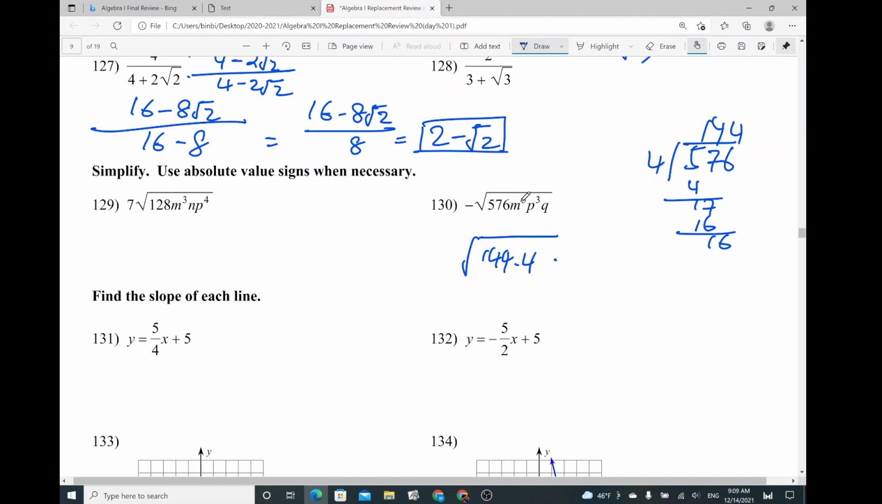And then what about the variable? The variable can always be rewritten with the rational exponent. So it's like m to the power of 5 over 2, because the square root is like 2 outside with the index number. And then p to the power of 3 over 2, and then q to the 1/2. So this one, just want to simplify that root 144, which is 12, and then root 4, that's 2. So 12 times 2, which is 24. So root 576 is a perfect square number, which is 24.